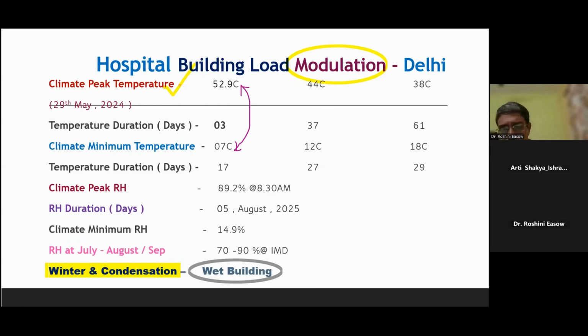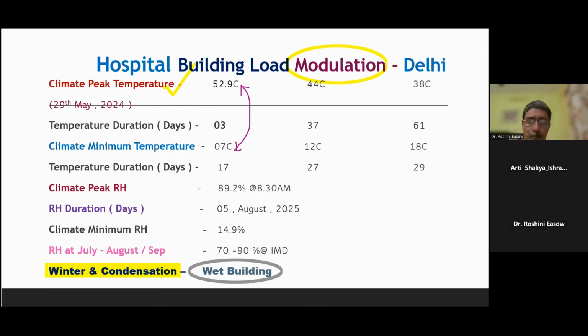My suggestion is that let us not mix up surgery rooms, hospitals, or these types of critical applications with office buildings, which primarily work on comfort applications. See, if we consider 52.9 degrees for 3 days, definitely it will be expensive for a client because his capital investment will be much higher. If we go for 44 degrees centigrade, naturally his investment will be lower, because this is a very critical thing.